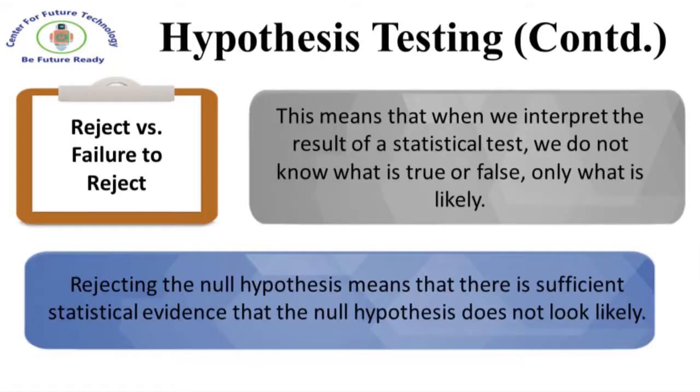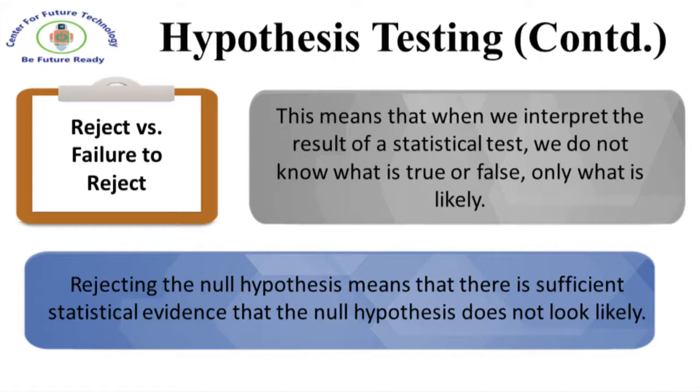Reject versus failure to reject. The p-value is probabilistic. This means that when we interpret the result of a statistical test, we do not know what is true or false, only what is likely.